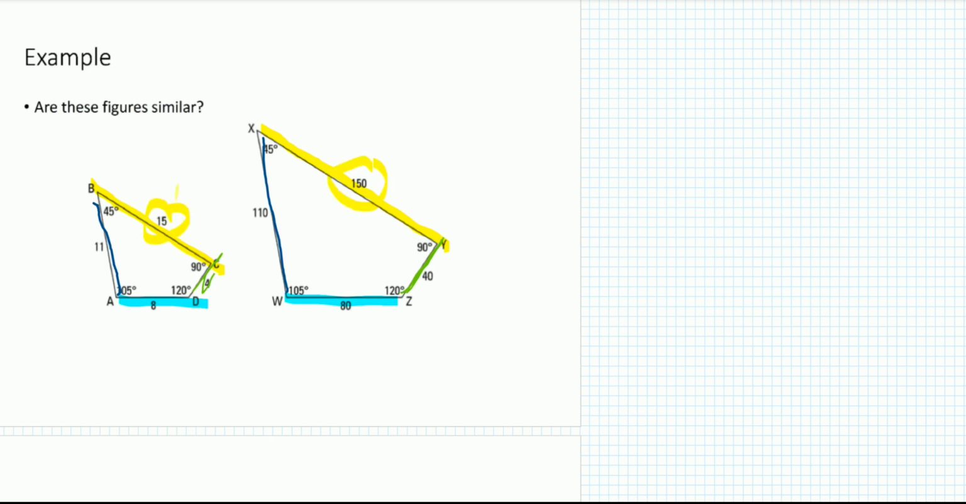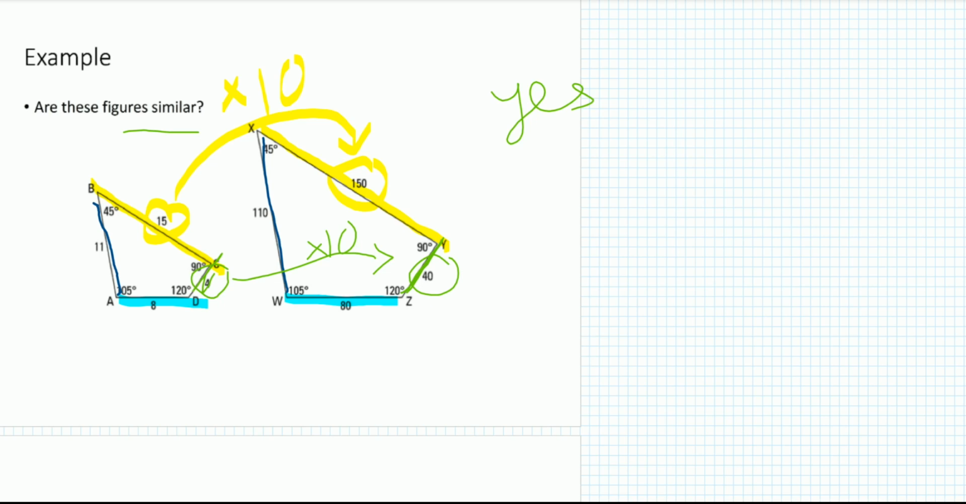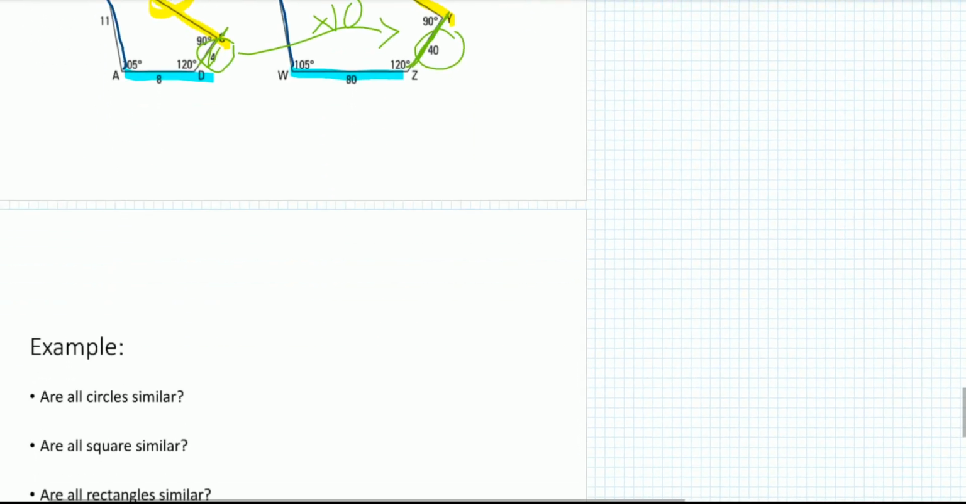15 to 150. What would be the scale factor for that one going in the direction of the arrow that I drew? It'd be times 10. For going to the 40, again, it'd be times 10. And if you notice, all of them are actually going to be times 10 going from small to big. So are the figures similar? Yes, they are similar. Okay. Let's go ahead to the next example.